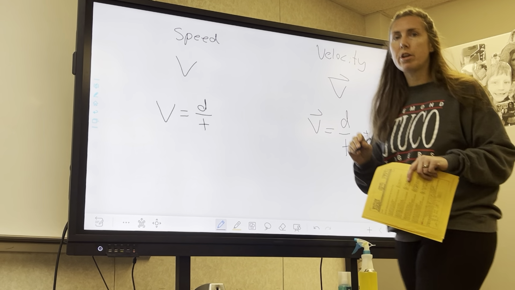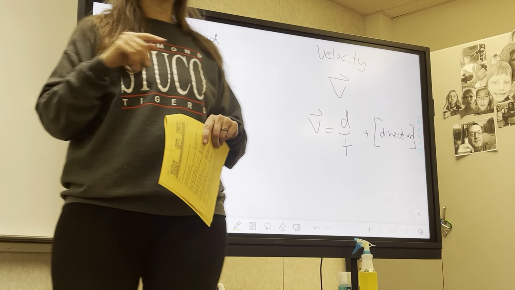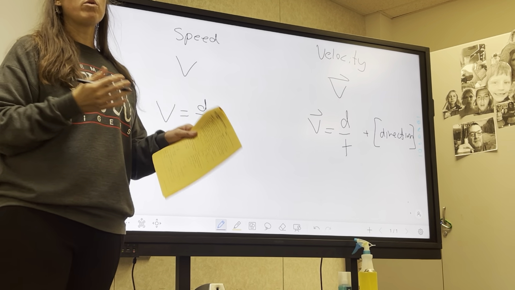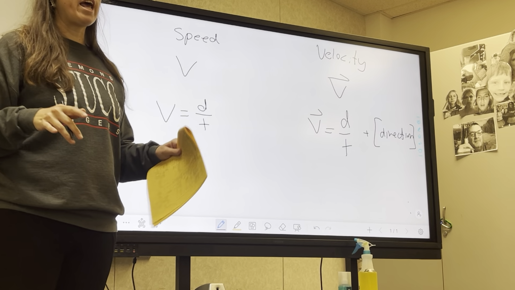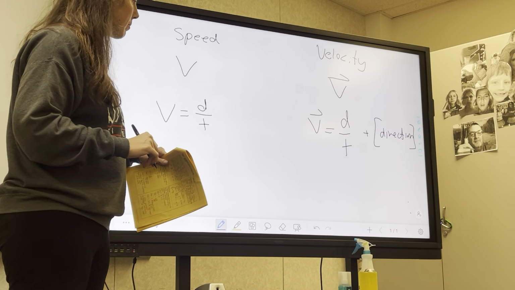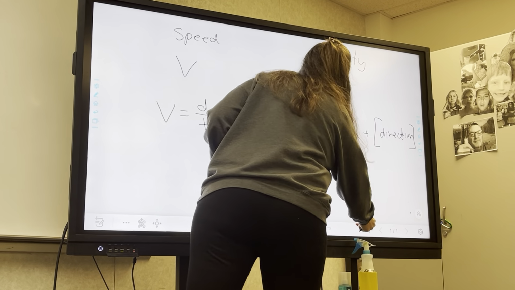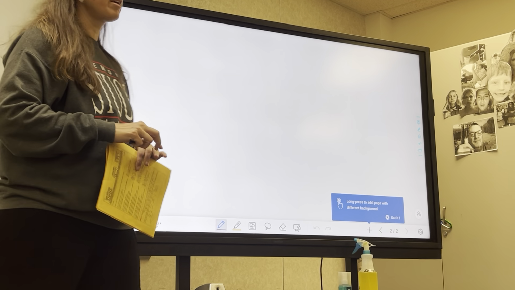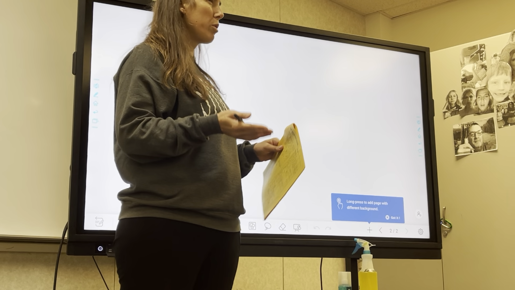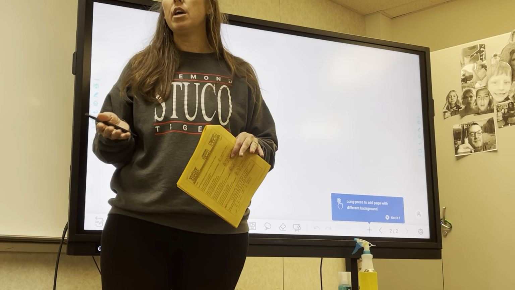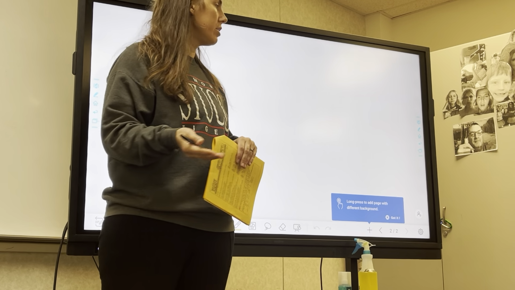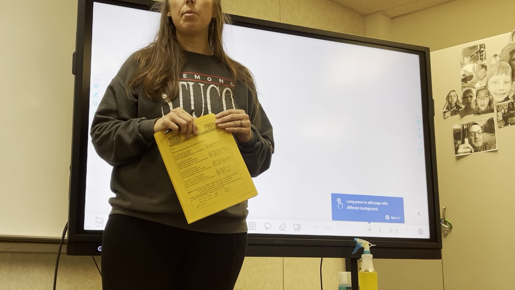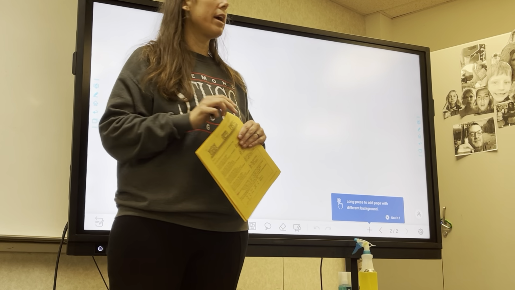And as a reminder, your direction can be things like north, south, east, west. It could also be rightward, leftward, up, or down. It just has to have some kind of direction. So the first note we're going to take, and y'all, we really only have to do this with one of them, speed or velocity. The only thing we're going to add with velocity is direction. So we're going to just do this with speed for now.